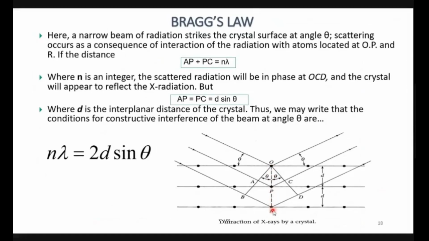Now, if the distance AP, that is the distance from this point to this point, now you must be wondering what these A, B and C, D points are. So what they have done is, from the position of atom O, they have drawn perpendiculars on the beams which are penetrating the second and third layer. So this OAB line, this particular line, represents a wave front.